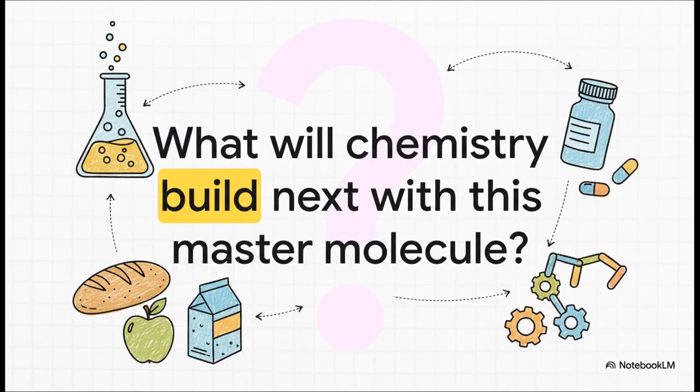And that incredible versatility is exactly why carboxylic acids and their derivatives are literally everywhere, from the food we eat and the medicines that keep us healthy to the plastics and polymers that build our modern world. They really are a master building block, which leaves us with one final, very exciting question. What on earth will chemistry build with them next?